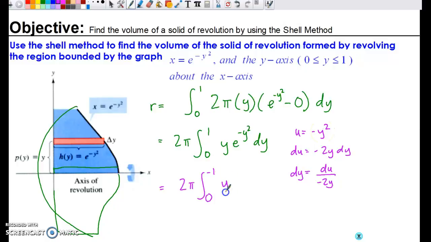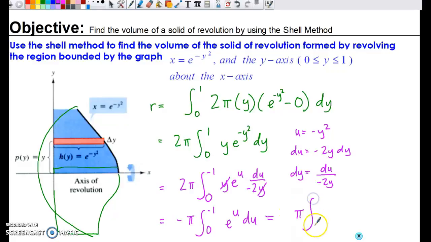So now I have y and e to the u, and then dy was du over negative 2y. So again, these y's are going to divide out. That negative 2 and positive 2 are going to divide, so I'm going to get negative pi from 0 to negative 1 of e to the u du. Of course, I don't want to have the 0 on the bottom, that's an improper integral, so I'm going to put another negative up front to make positive pi, and switch the bounds of integration from negative 1 to 0 of e to the u du.